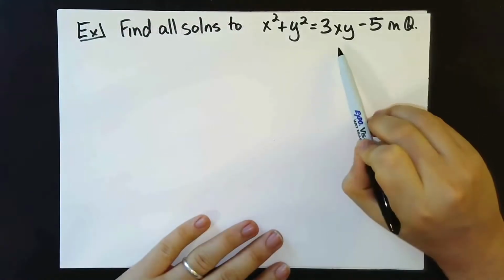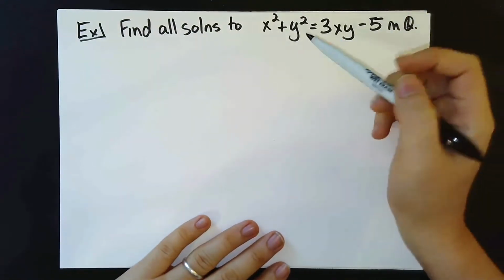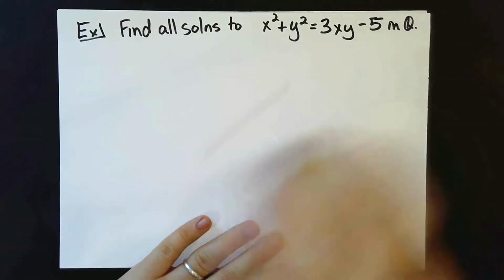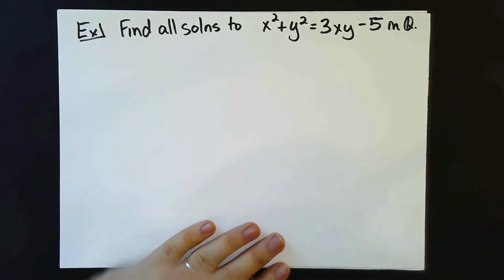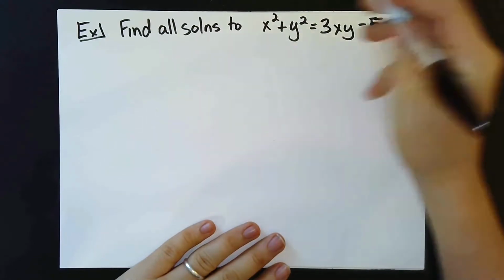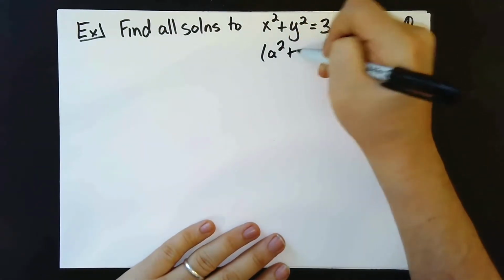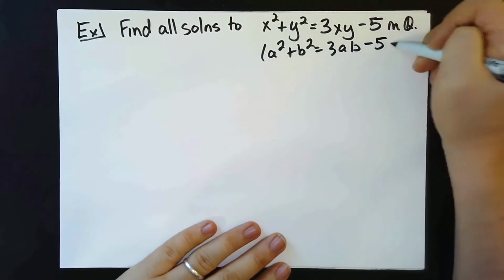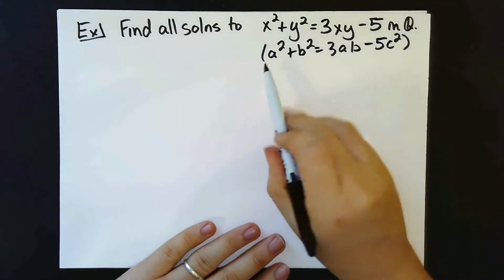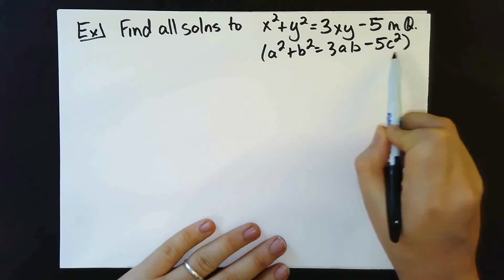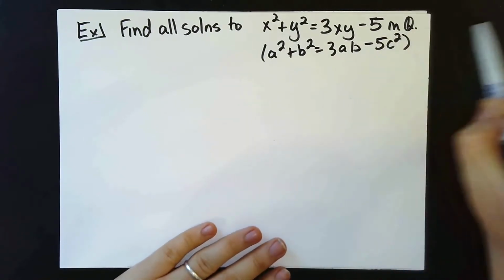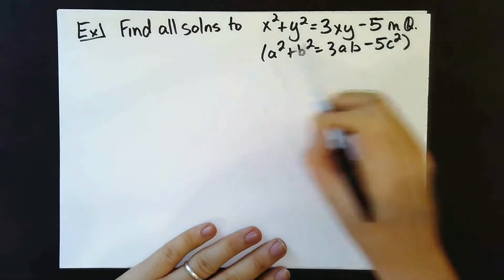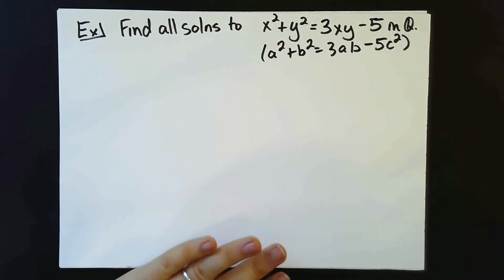So here's a particular quadratic in 2 variables. I want to find all of the solutions to x squared plus y squared equals 3xy minus 5 in the rational numbers. Note, if I wanted to, I could homogenize this and write this as a squared plus b squared equals 3ab minus 5c squared. And then I could be asking for solutions to this homogeneous quadratic in 3 variables. But that will just make things a tiny bit messier. I'm going to focus instead on just thinking about the rational solutions to this thing.